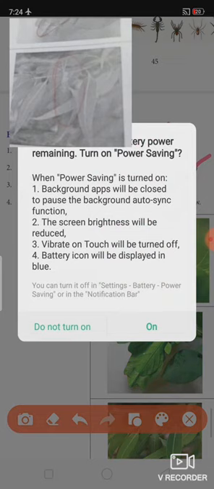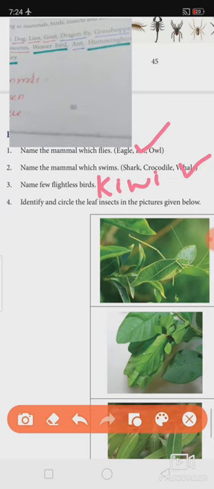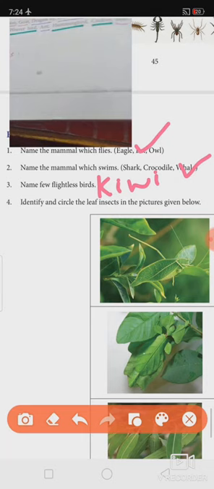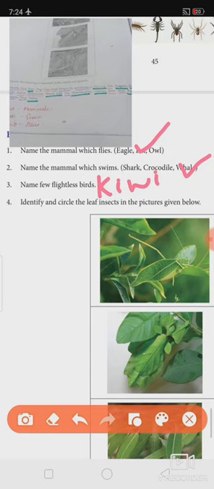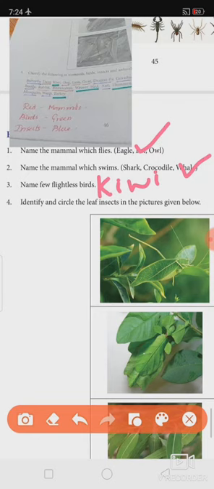Next, the fifth question. Classify the following as mammals, birds and insects. I have classified them: red as mammals, birds in green and insects in blue. You can see the answer. Overall answer I have shown you. Red is mammal, green color is birds, blue color is insects.